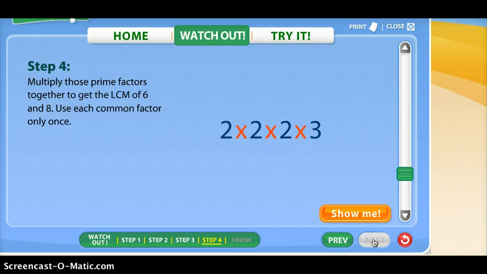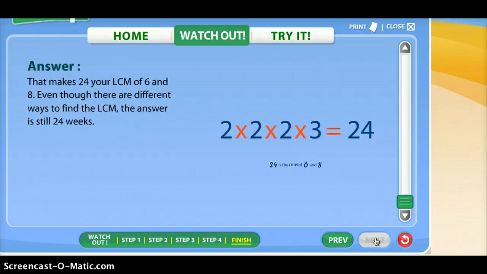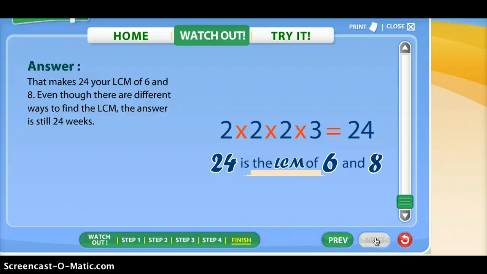Multiply the prime factors you just counted to get the LCM of 6 and 8. 2 times 2 times 2 times 3 equals 24. That makes 24 your LCM of 6 and 8. That's the same answer we got before. Even though there are different ways to find the LCM, the answer is still 24 weeks.